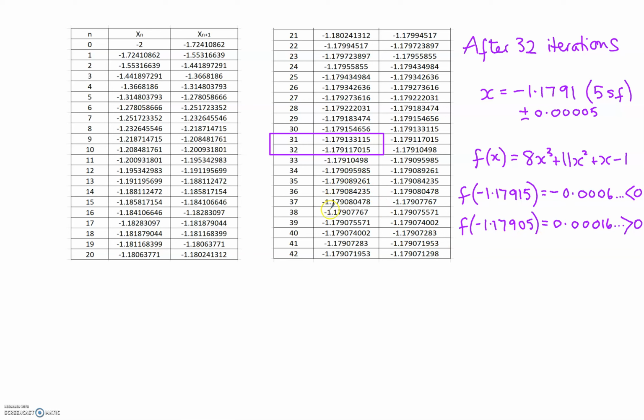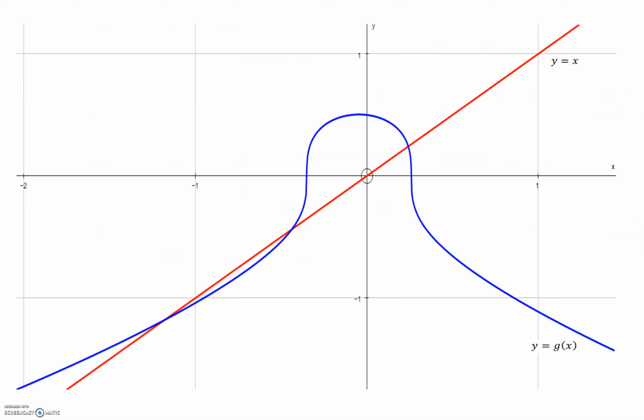Again, I've carried the spreadsheet on a little bit just to check that this value of x is not heading down far enough to go down to negative 1.1790, but it is slowing down a lot, and you can see that it actually is heading to negative 1.1791, and that's confirmed by our error bounds. So let's have a look at what's happening graphically.